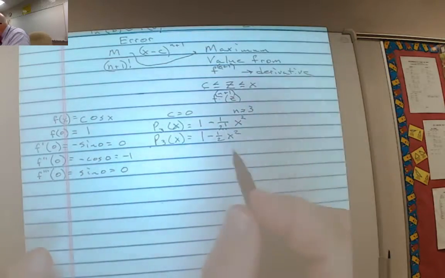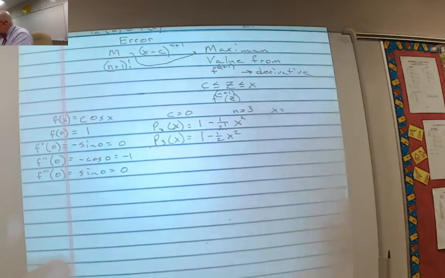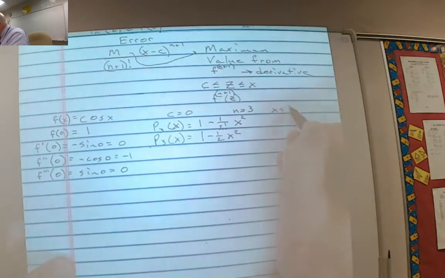And what I'm going to do is use it to estimate. I'm going to let x equal pi over 3.